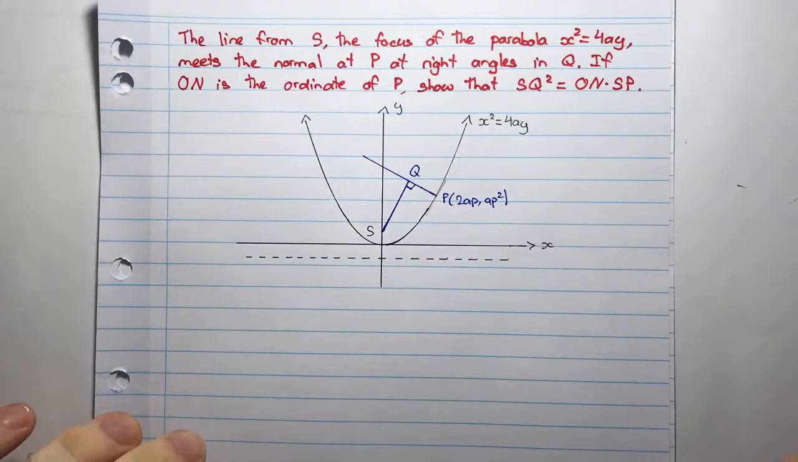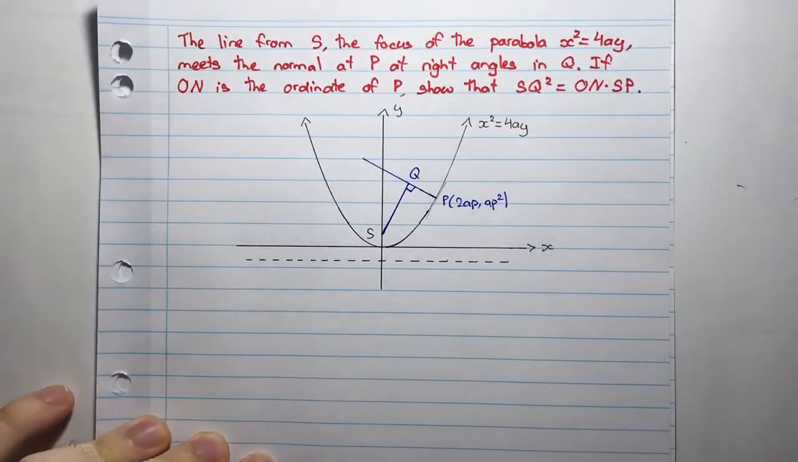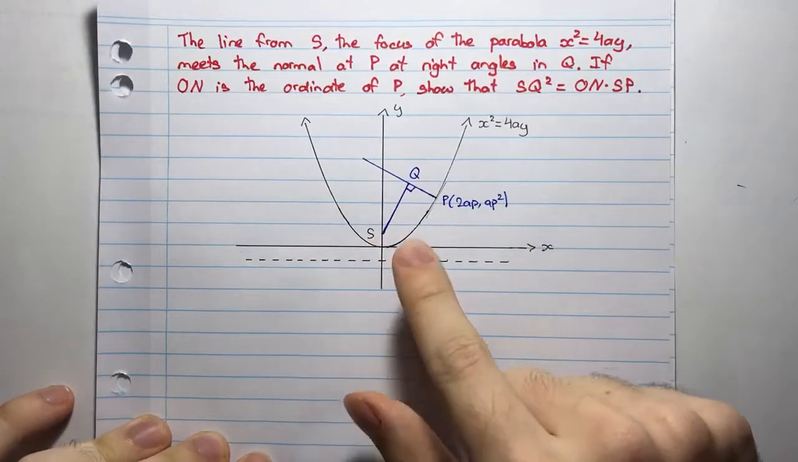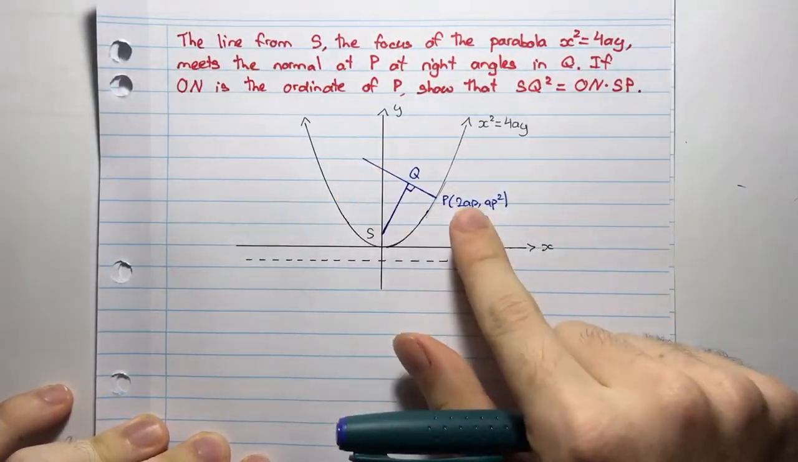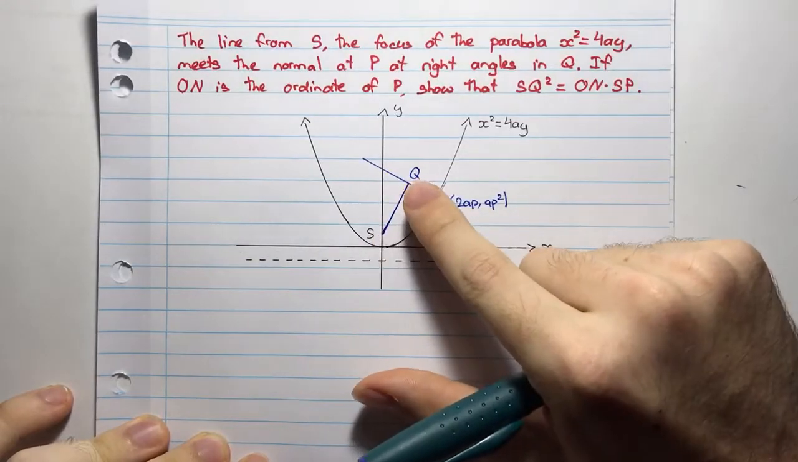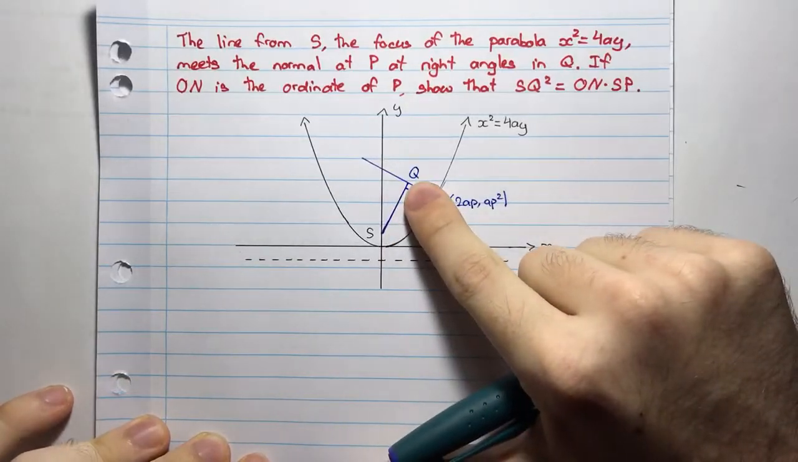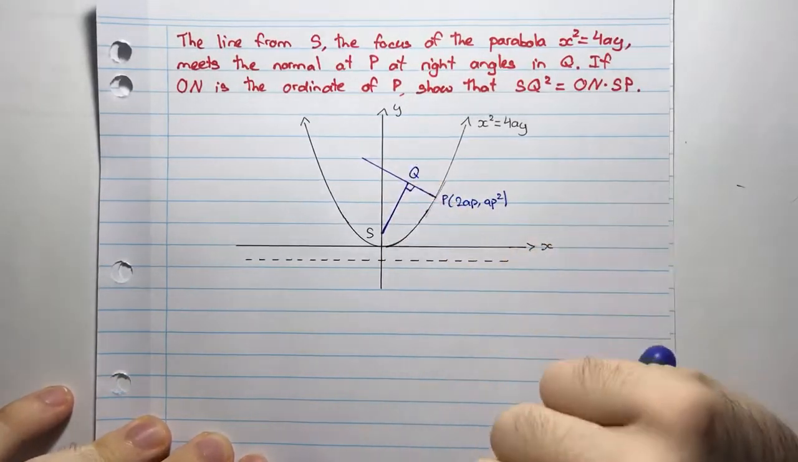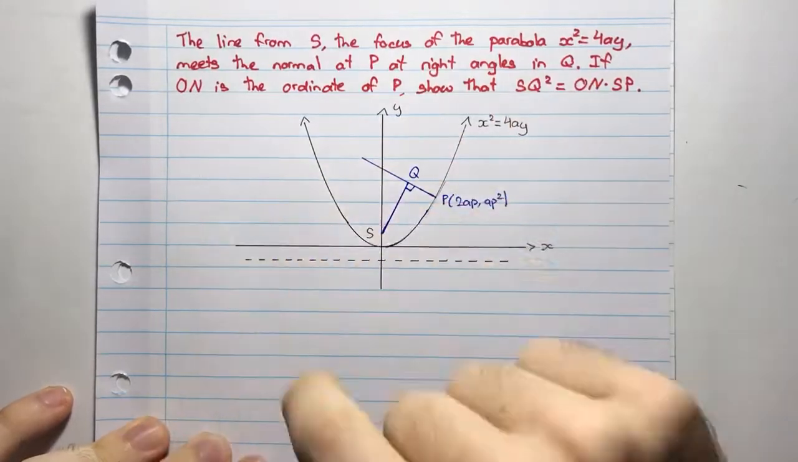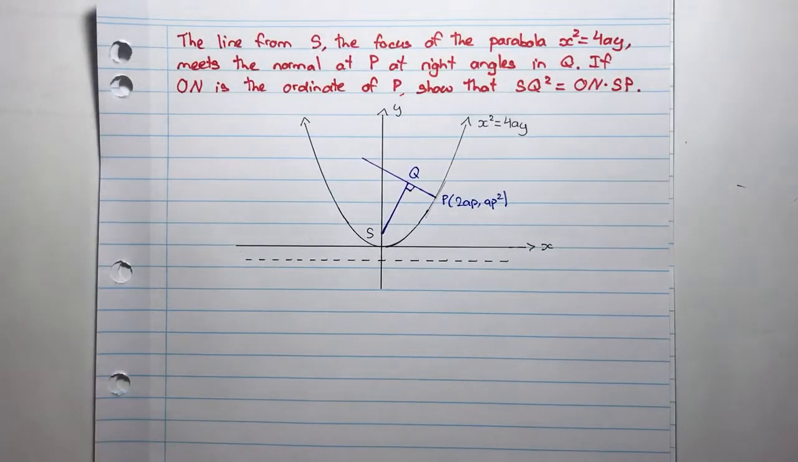The best thing to do is to draw a diagram and see what's going on. So I've already started the diagram here. I have my parabola. Here's my focus S. This is the normal at the point P. And the line from S to the normal at P, of course we're referring to the perpendicular line, meets it at Q. So this is the point Q.